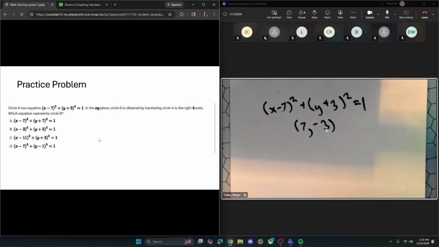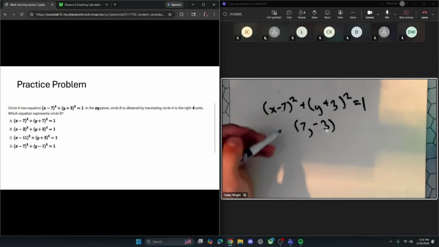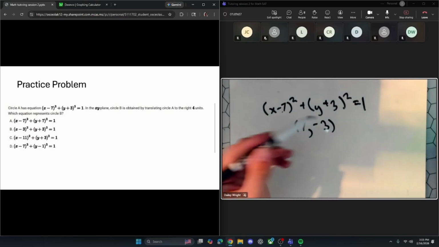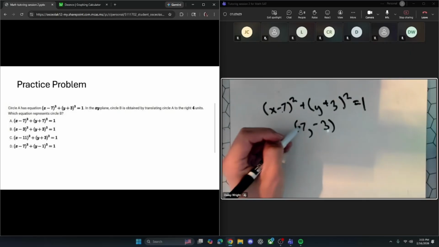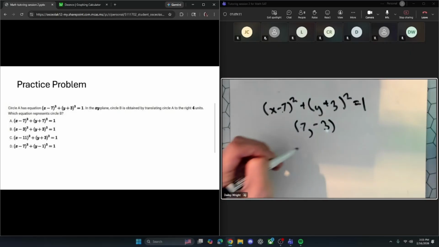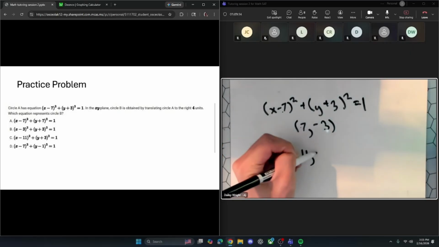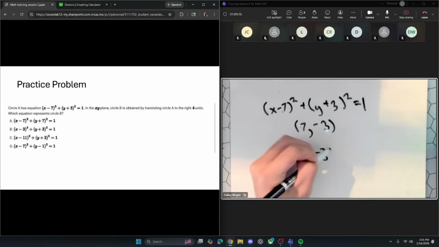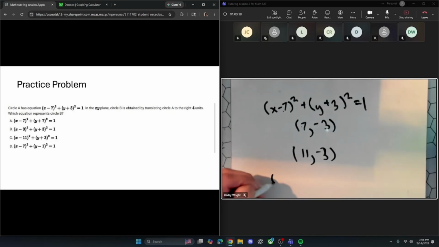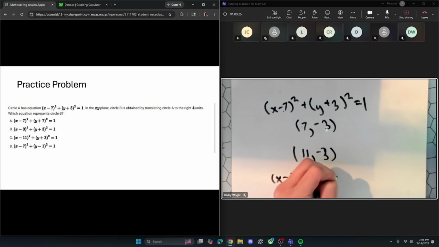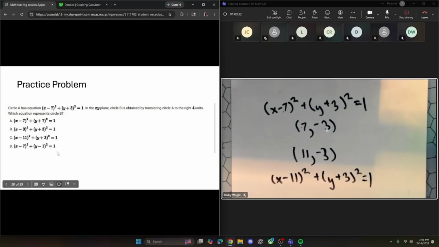So if I'm going to the right 4 units, that is going to affect your x value. The right is going to be positive. So you would go from 7, 7 plus 4 would be 11. So your new center would be (11, negative 3). Plug this back into your equation: (x minus 11) squared plus (y plus 3) squared equals 1. And it will be C.